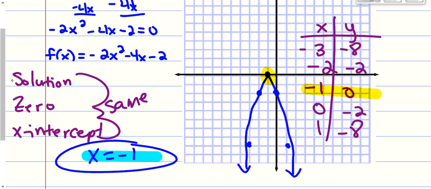Now you're going to hear several different words that all mean the same thing. You may hear or read find the solution, or find the zero, or find the x-intercept. Those are all the same. They all mean the same thing. Roots is another one.